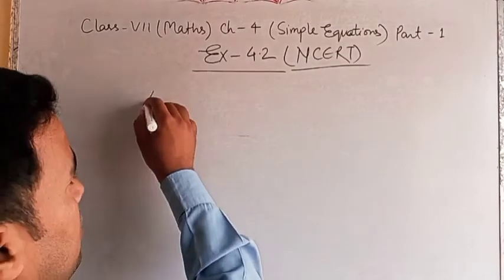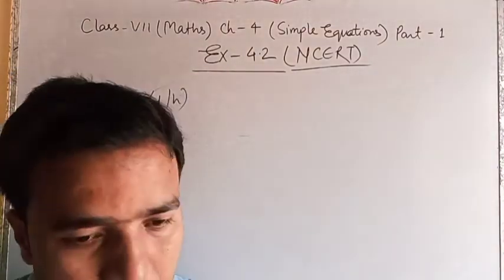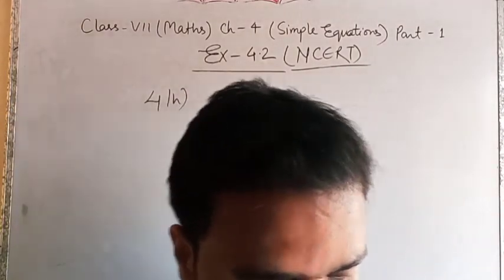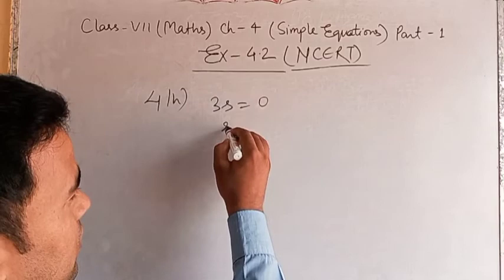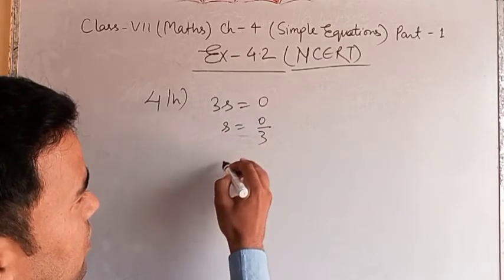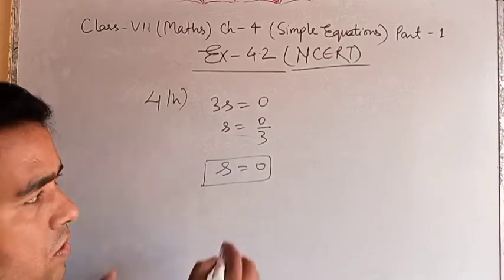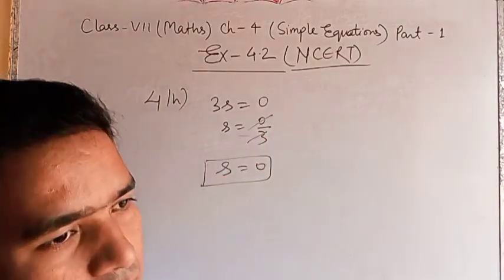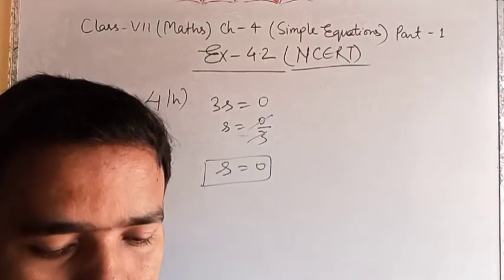4h. 4h is given, 3s equal to 0, then s equal to 0 by 3, s equal to 0. Clear? 0 divided by 3 equal to 0. Clear?